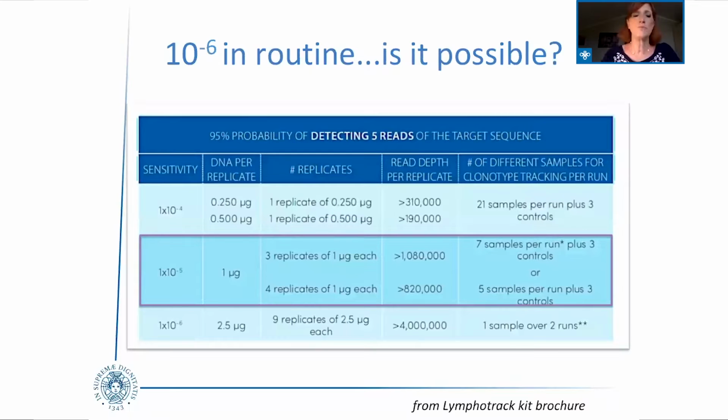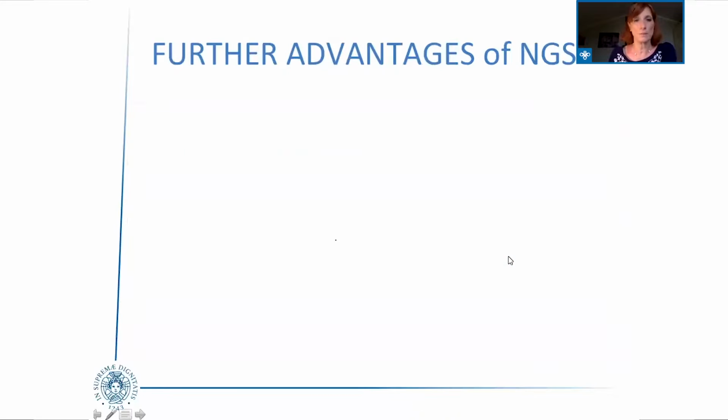So we used a small amount of DNA, we used LymphoTrack, and we clearly reached 10 to -4. 10 to -5 for multiple myeloma by LymphoTrack is possible because you can use 3 replicates of 1 microgram each, so we can run 7 samples per cartridge with acceptable costs.